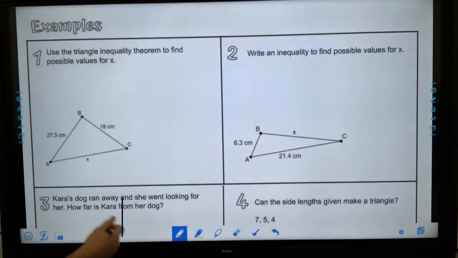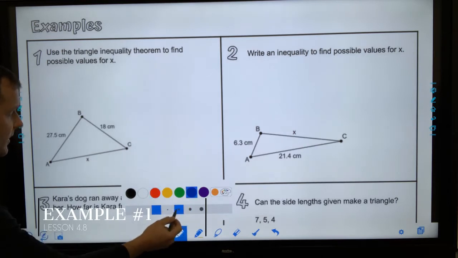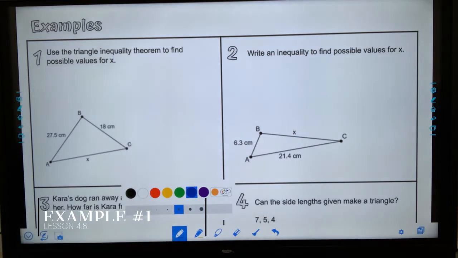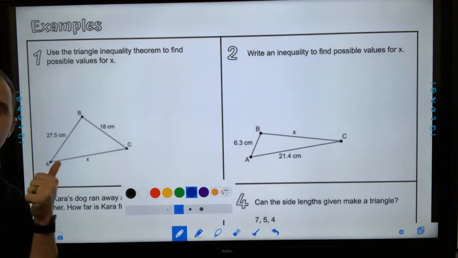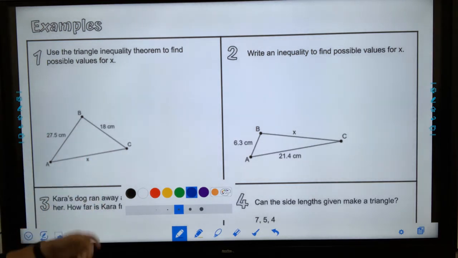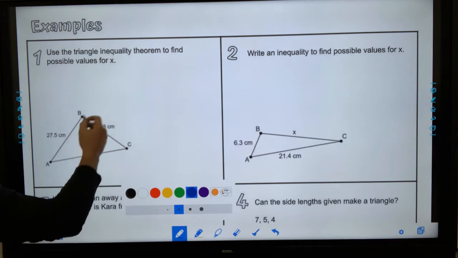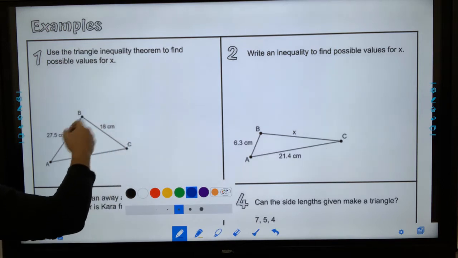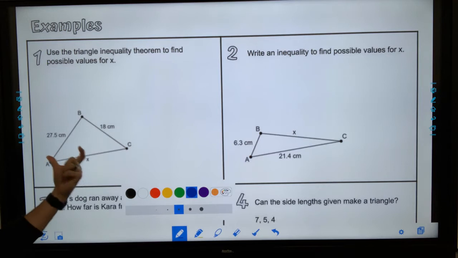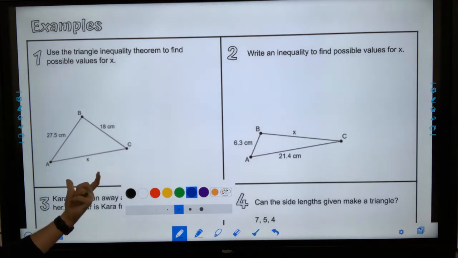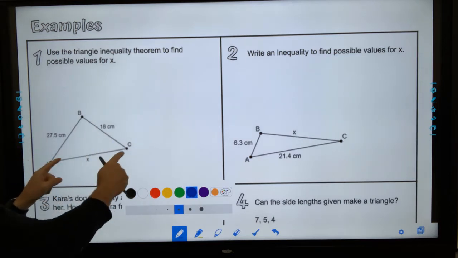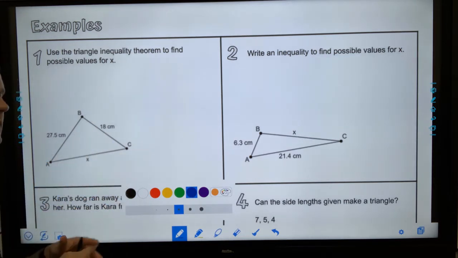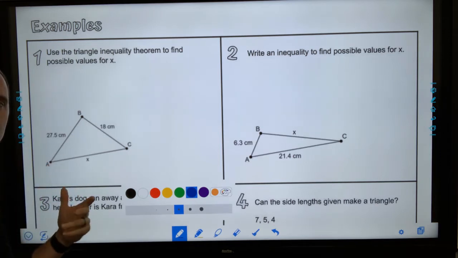On example number 1, it says use the triangle inequality theorem to find the possible values for x. Right now we have a value for x that I don't know. So we can find a value for x and make it true. What that means is I'm going to take both of these, and if I add those two together, it's going to be greater than that third side. But to determine what that side is going to be, I can take both of these measurements, add them together, and I can also subtract them.